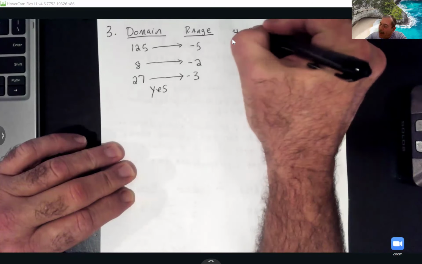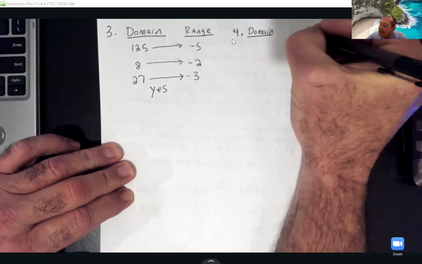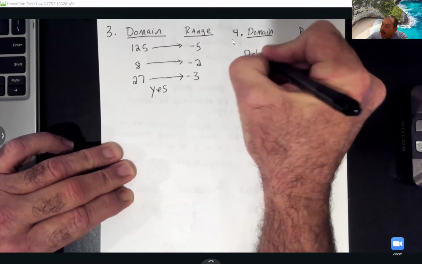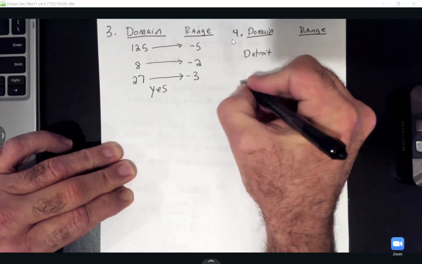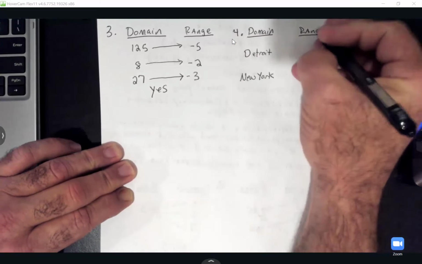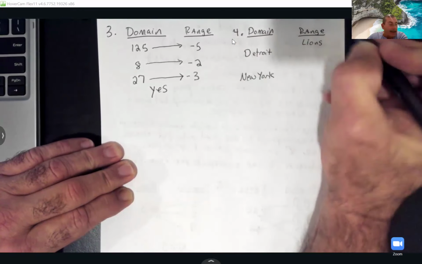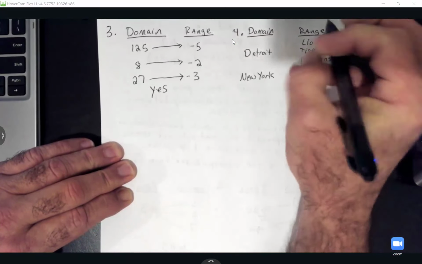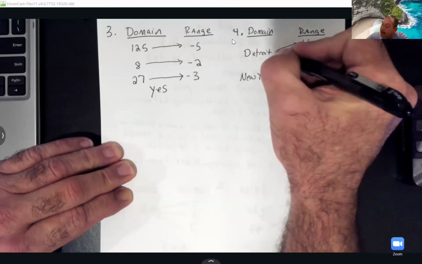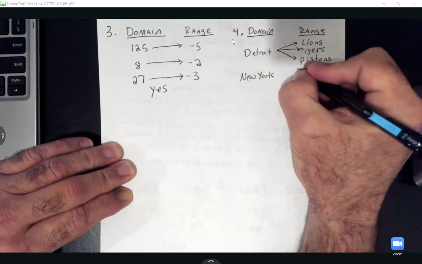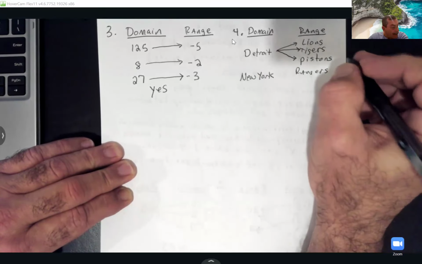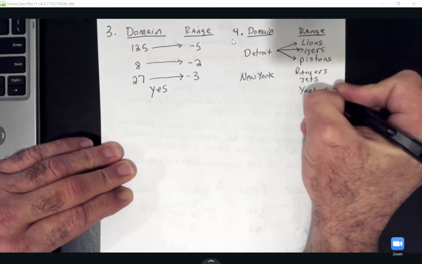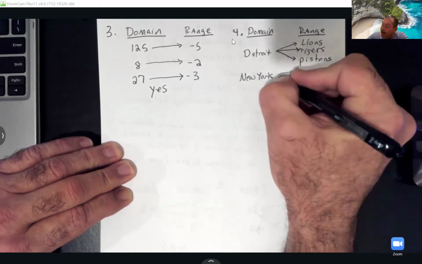Now, this last one they're using, so my domain on this one is going to be cities, and the range is going to be these different teams. So they got Detroit and New York. Now for the range, they got Lions, Tigers, Pistons. So Detroit was pointing to all three of these teams here. And then New York had Rangers, Jets, and Yankees. And so New York pointed at these three right here.